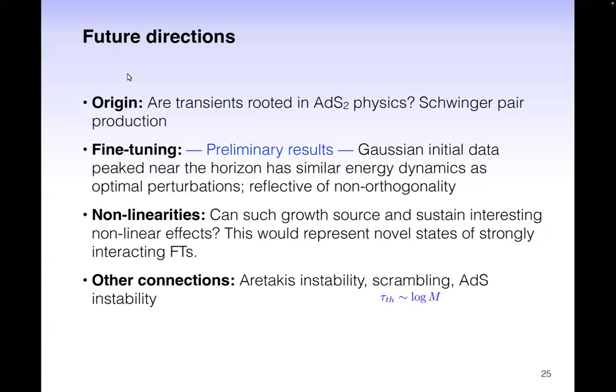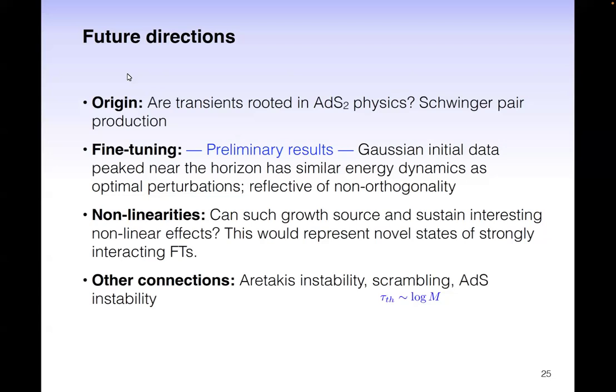In terms of nonlinearities, is the growth that we see here enough to see nonlinear effects? And if that is the case, then what sort of phases do you get? What sort of situations do you find yourself in? Will it thermalize, will it not? So in principle, we expect to see some novel states in the dual field theory, but the question also arises in black holes. What sort of black hole configuration do you have?